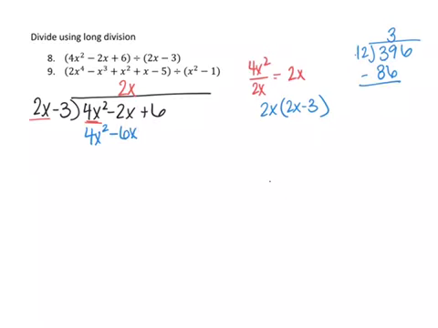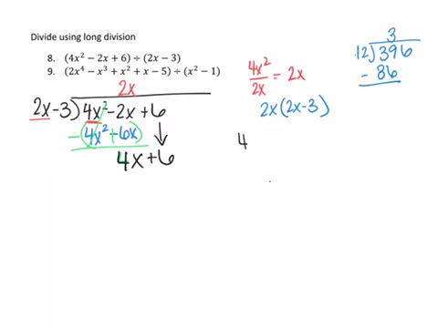So here we need to subtract, but when I subtract the whole thing, I need to make sure I'm subtracting that negative. So I like to change the signs to remind myself of that. And so my 4x squared is 0. And then I get 4x plus 6, bring it down.